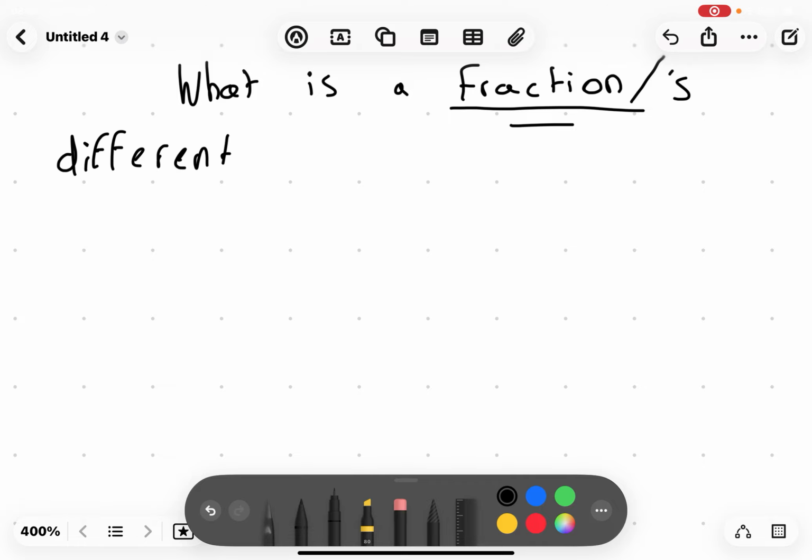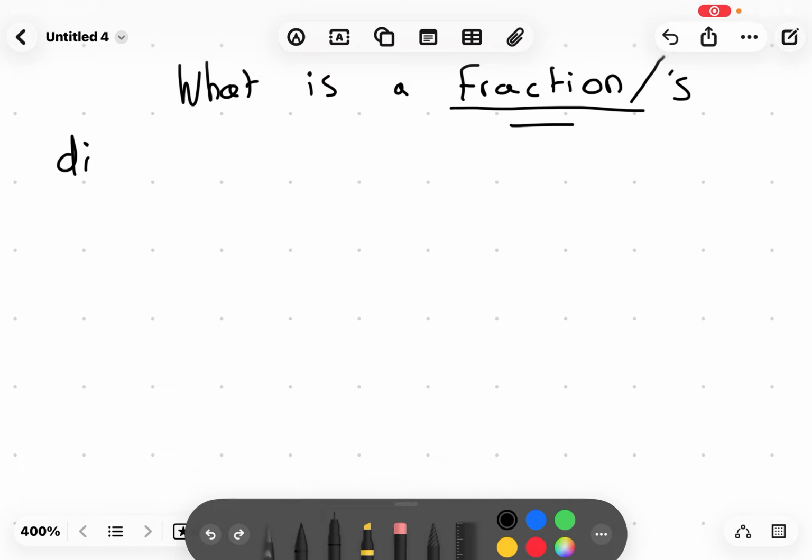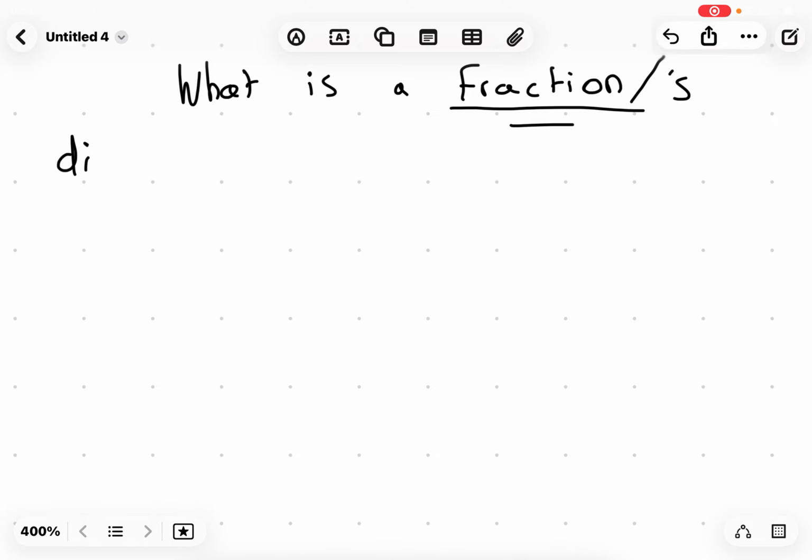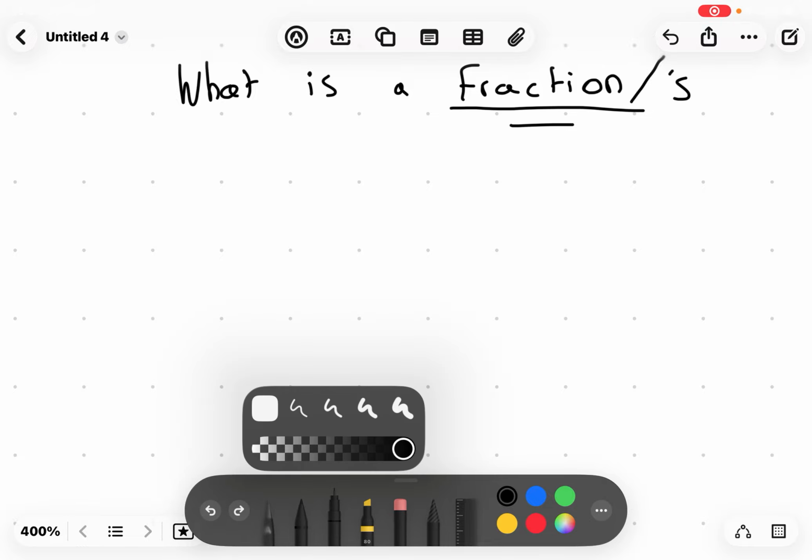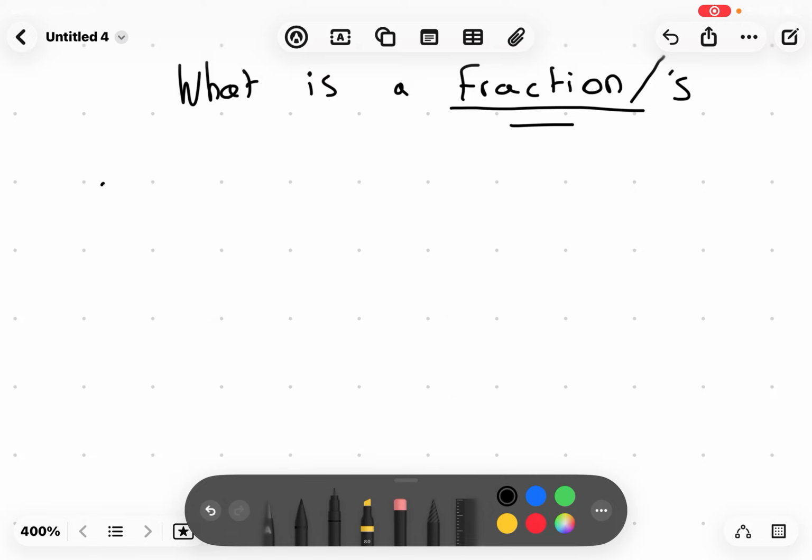basically different percentages, parts of a whole number. Okay, look. I don't know how to quite explain it, but it's basically parts of a whole.